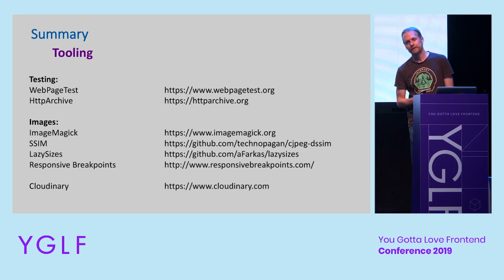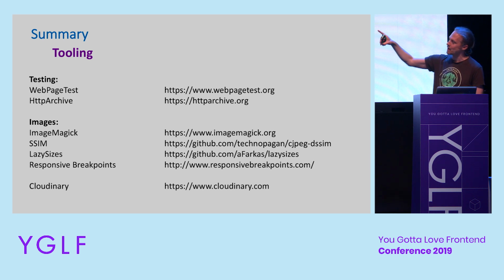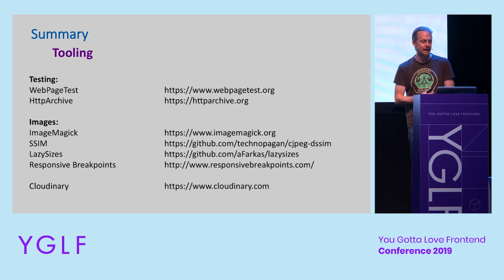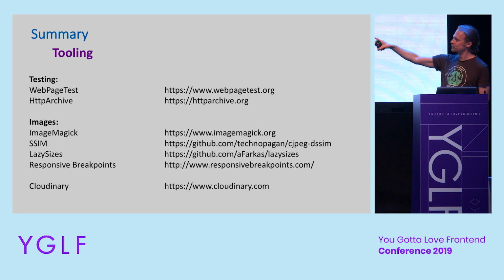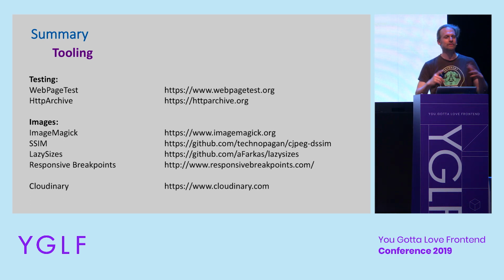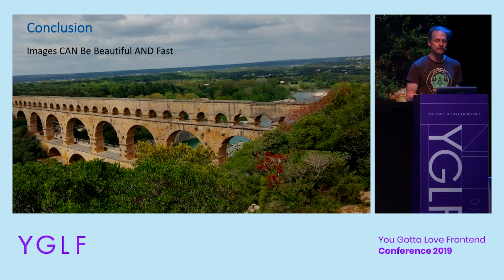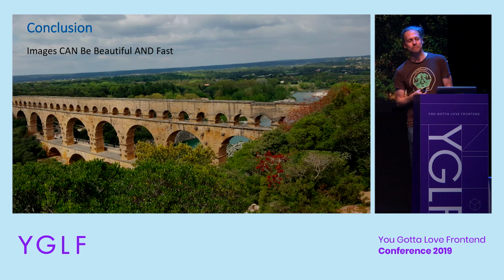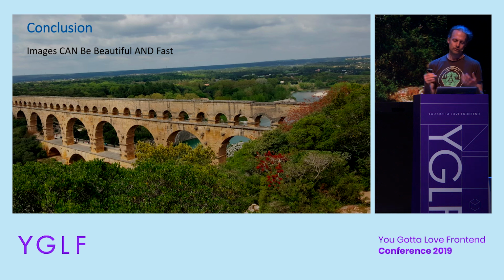So in conclusion, I used WebPageTest and HTTP Archive to see what the web is doing today. And then I used ImageMagick, structural similarity, lazy loading, responsive breakpoints to build images that are faster for the web. Those are where you can find all of them. I used Cloudinary for a bunch of the examples. In conclusion, images really can be beautiful and fast. So you should look to do that.